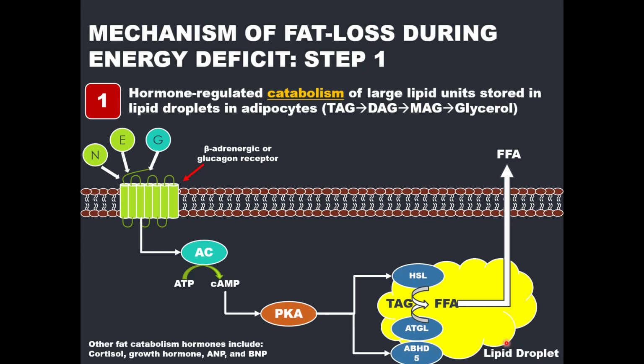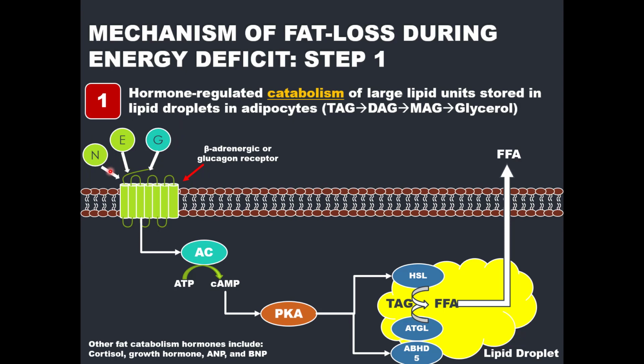These include hormones such as glucagon, epinephrine, and norepinephrine. The latter two combined are referred to as your catecholamines. So glucagon is released by the pancreas and the catecholamines are released by the adrenal gland and sometimes as a neurotransmitter. There are also other hormones involved, but let's just stick to the basics here. Let's just stick to these three right here.